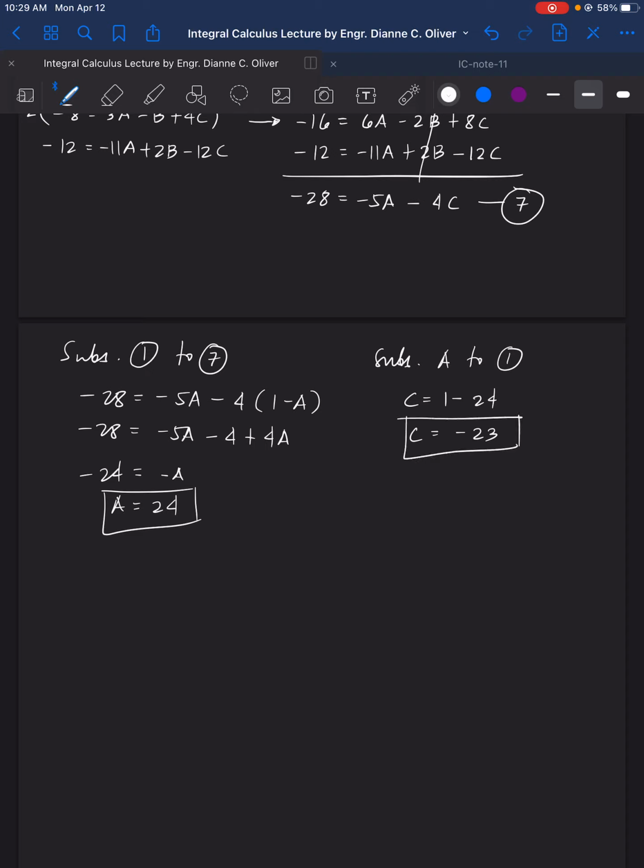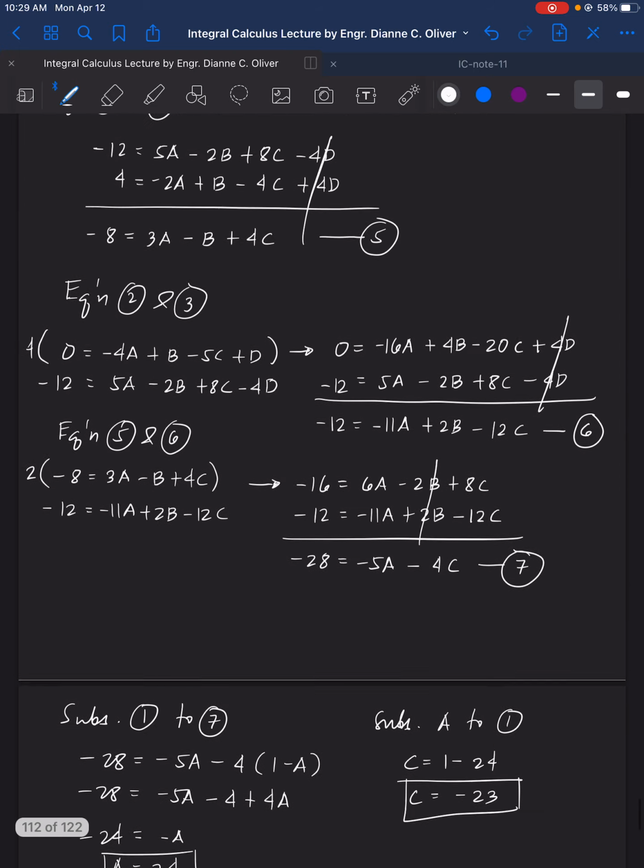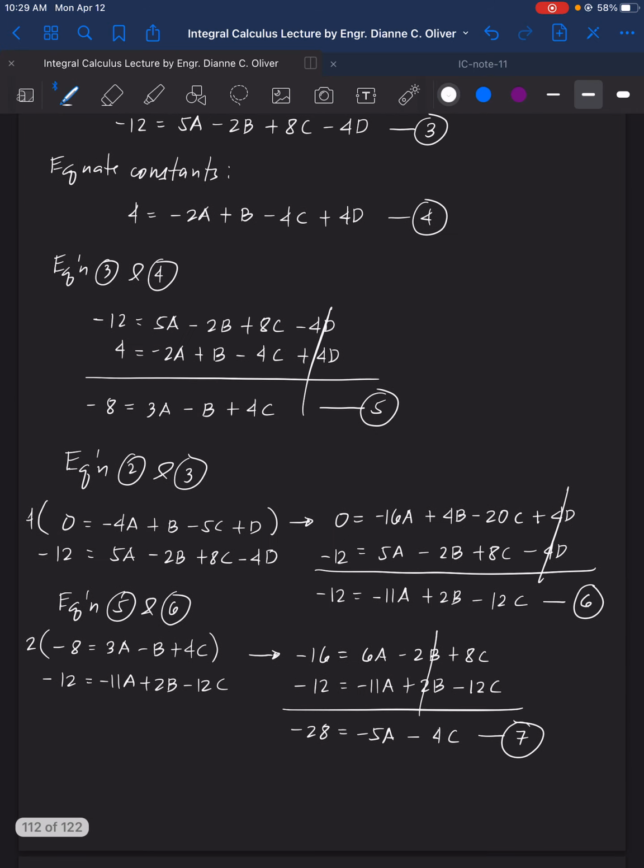Okay? So having the values of a and c, where can we use these values? In what equation can we use them? We will choose from the equations with 3 unknowns. So we have equation 5. We can use equation 5 here, or we can use equation 6. But since equation 5 is simpler, let's use that one.